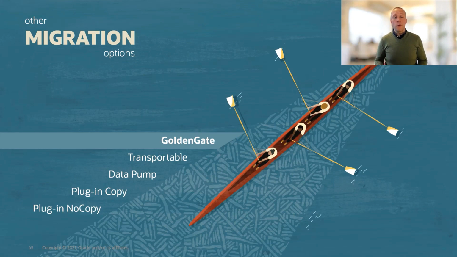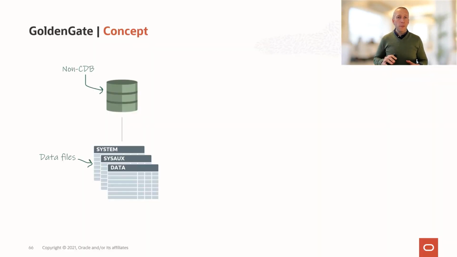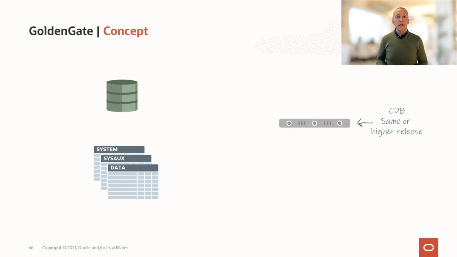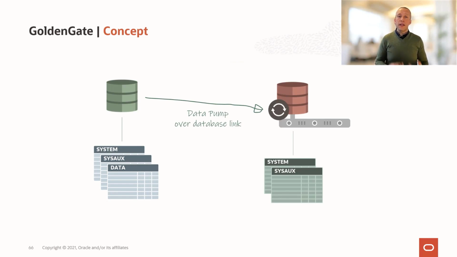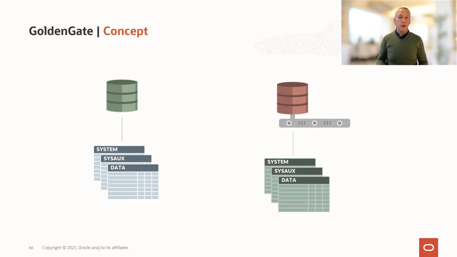Finally, I would like to round this off with GoldenGate. Just a brief overview of the concept. We have our non-CDB database to which the users are connected and they put in new data. We create a new container database on the same or higher release, and we provision a new pluggable database. Then we take the data from our source database and import it into our new PDB. You can use Data Pump or transportable tablespaces. And then we start GoldenGate replication, which captures all the changes that are made on the source database and replays them in the target database.